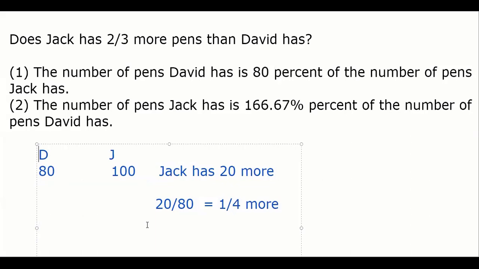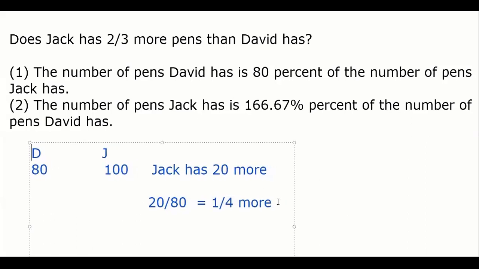Why is it sufficient? Sir, 1/4. Means in the question they gave 2/3 more pens, but we got 1/4. That's the confusion, right, Divya? Yes, sir. So 1 is sufficient? Sir, is 1/4 more than 2/3? No, 1/4 is not more than 2/3. 1/4 is lesser than 2/3.